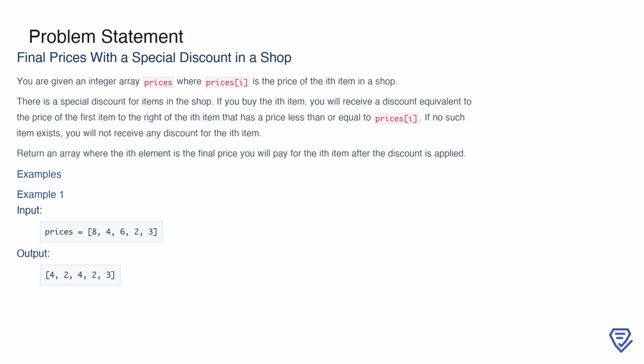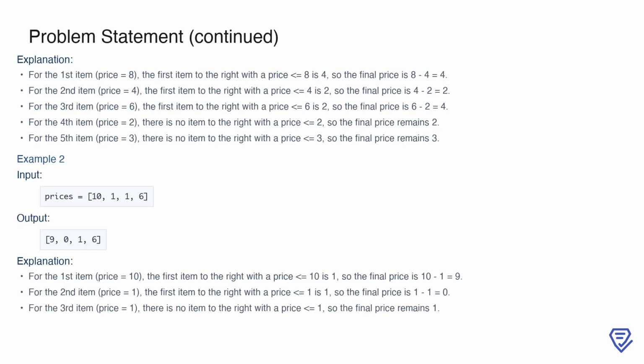The discount is equal to the price of the first item you find, moving rightward, which is less than or equal to the price of the current item. If no such item exists, you don't get any discount. The goal is to return a new array where each element represents the final price of the corresponding item after applying this discount rule. Let's break this down with an example.